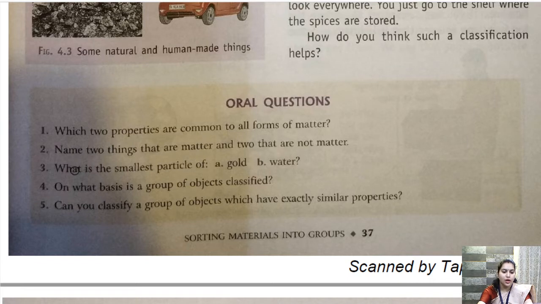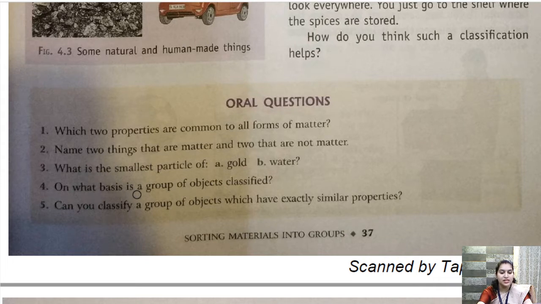What is the smallest particle of gold? Children, gold is an element. The smallest particle of an element is an atom. So the smallest particle of gold is a gold atom. Clear? What is the smallest particle of water? Water molecule is the smallest particle of water. Clear?